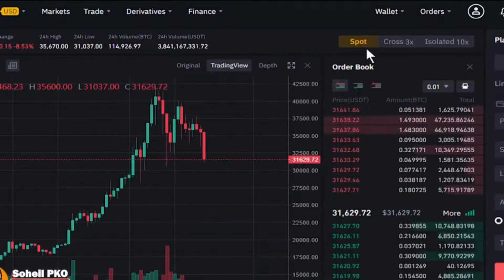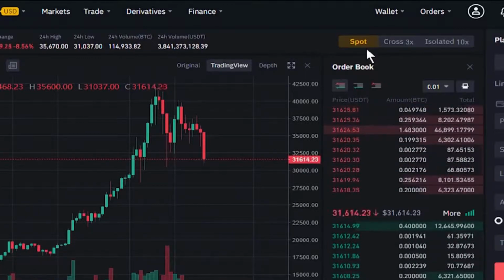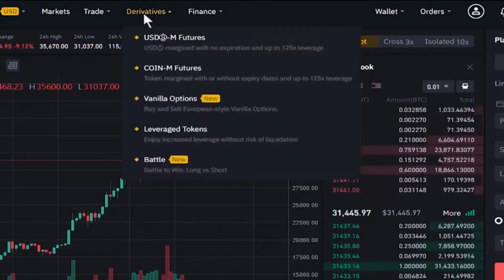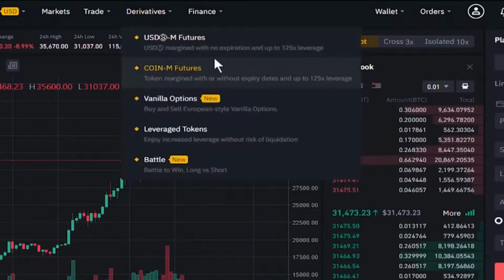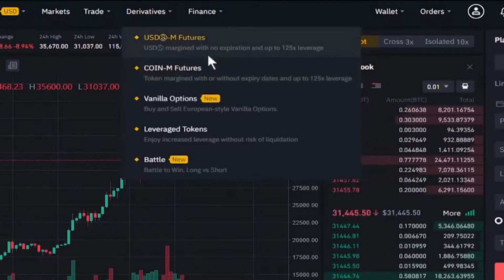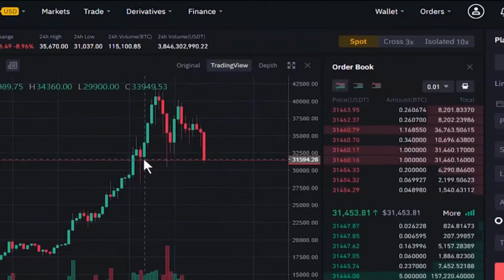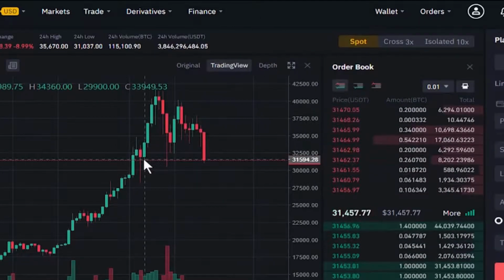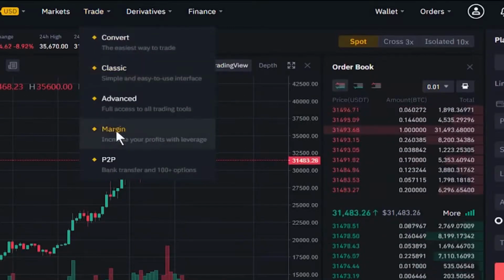But in futures market, you can make profit in both ways, whether the Bitcoin price rises or falls. Here in the menu bar, you can access Binance futures trading platform, which is not the subject of this video, and in a separate video I'll explain it if you're interested. And another option that is related to trading, whether spot or futures, is margin trading, which at the start of the video I mentioned here in trade menu.